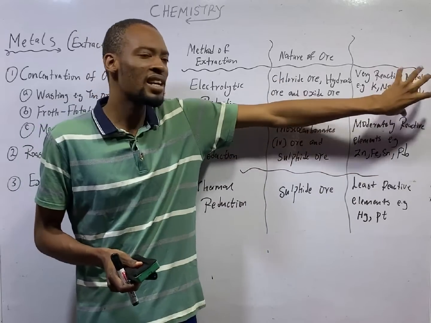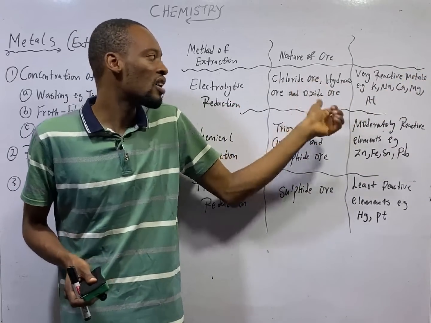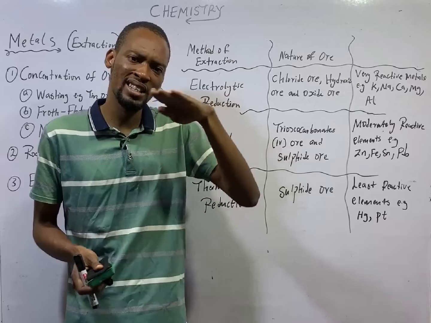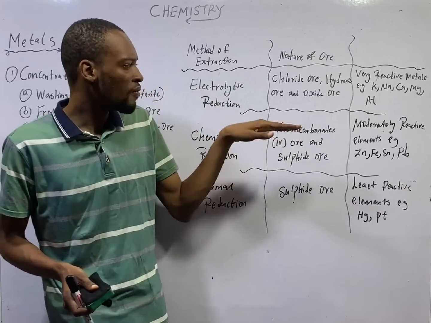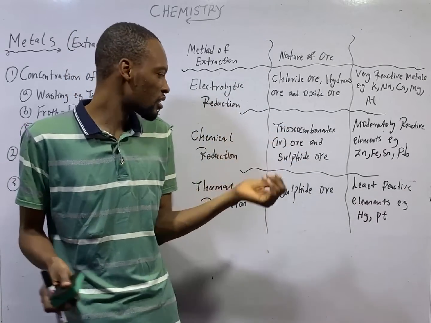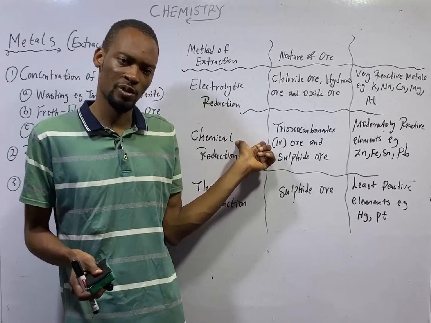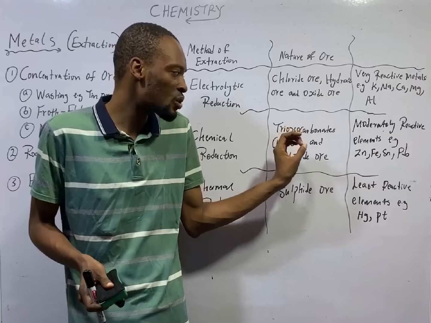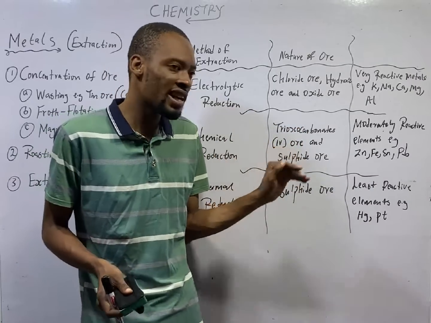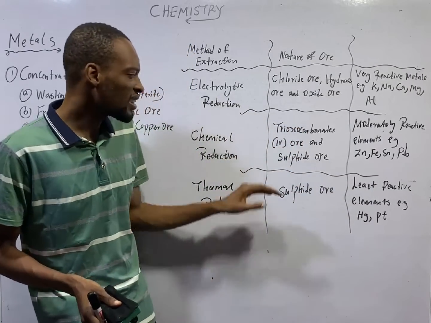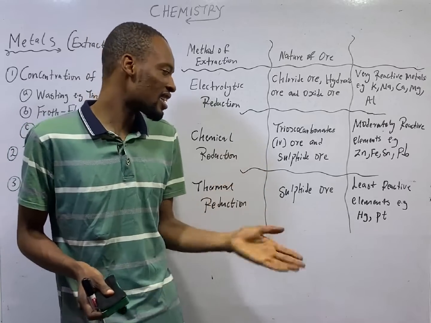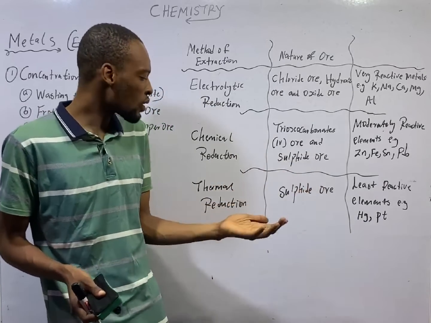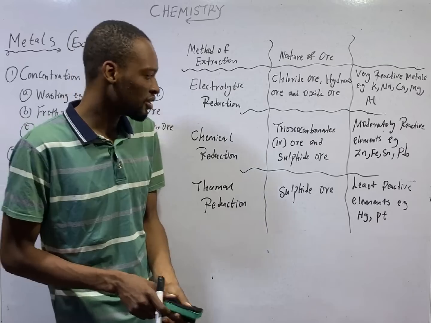And these metals exist as chloride ore, hydroxide ore, and oxide ore. For the moderately reactive metals, we use chemical reduction. And moderately reactive metals exist generally as trioxocarbonate ore and sulfide ore. Then, the least reactive metals exist as sulfide ore, and we extract them by thermal reduction.